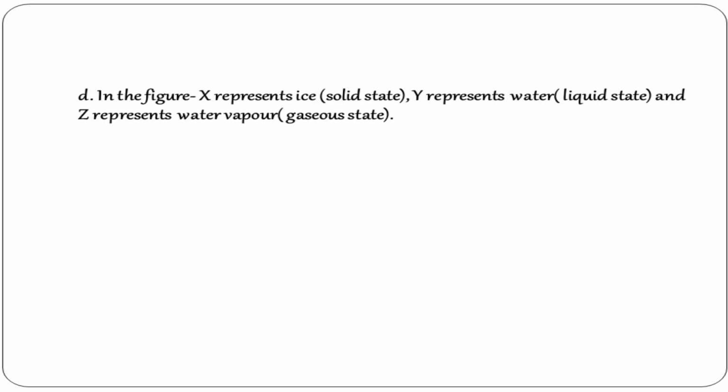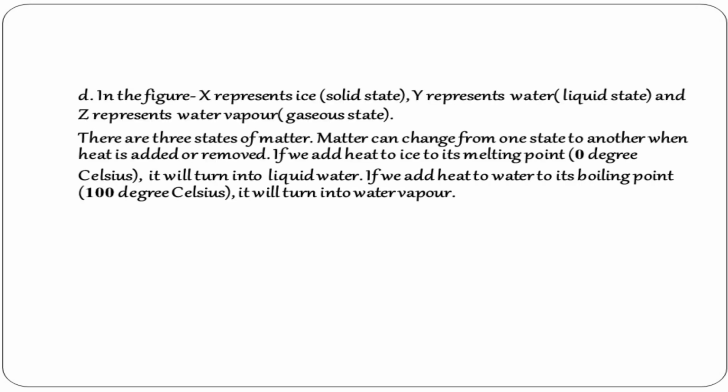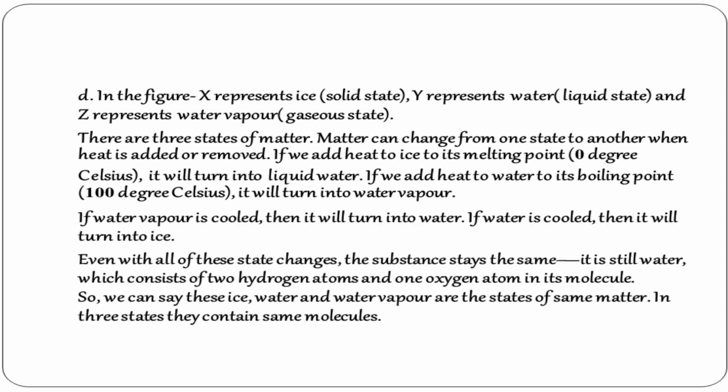The fourth question is, how are the three substances made from the same matter? So in the figure, X represents ice. That means it looks like ice cream. So it indicates the solid state. Y represents water, that means the liquid state, and Z represents water vapor, that means the gaseous state. We know that there are three states of matter, but matter can change from one state to another when heat is added or removed.